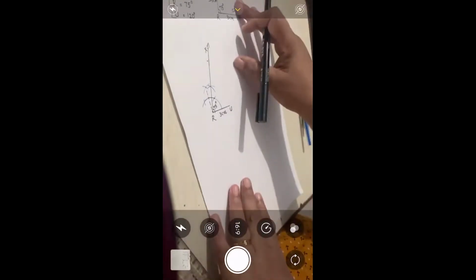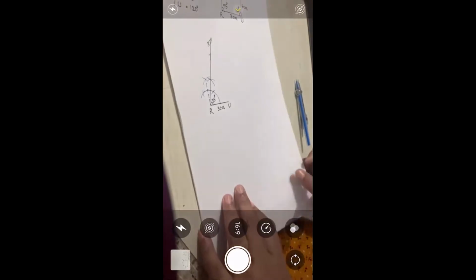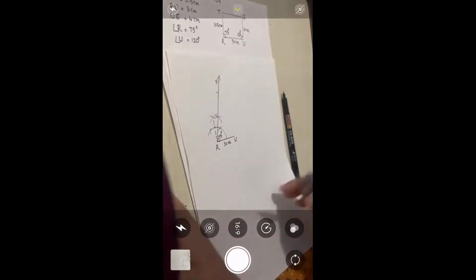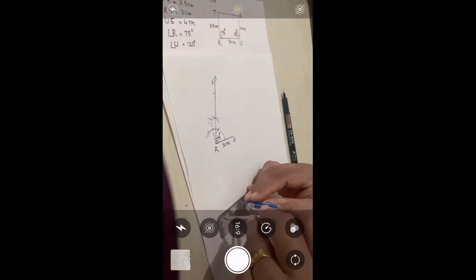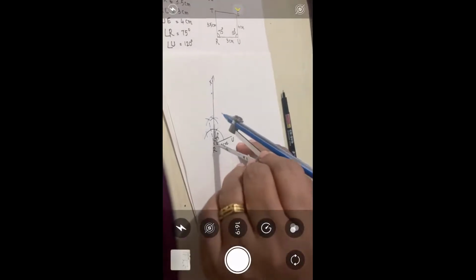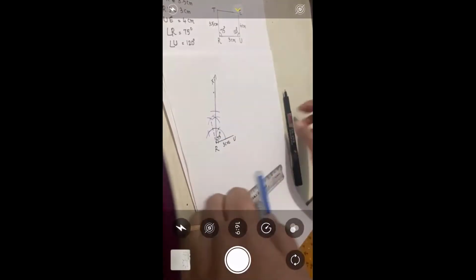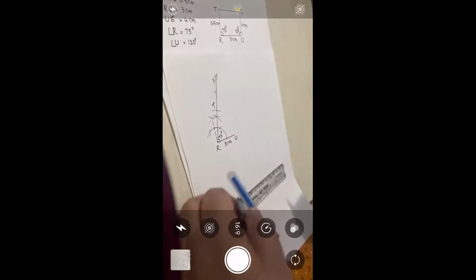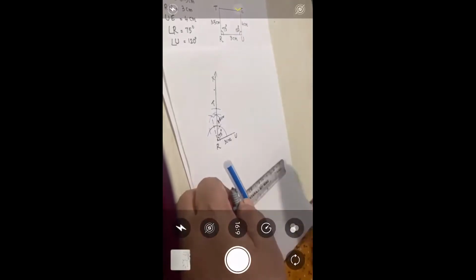Now we know the length of PR. PR is of length 3.5 cm. Taking the radius 3.5 cm with R as center, draw an arc. The arc will intersect the ray at this point. What is the point of intersection? It will be P, and it is of length 3.5 cm. No place to write here, so here I am writing 3.5 cm.